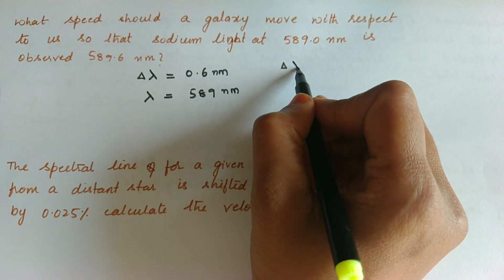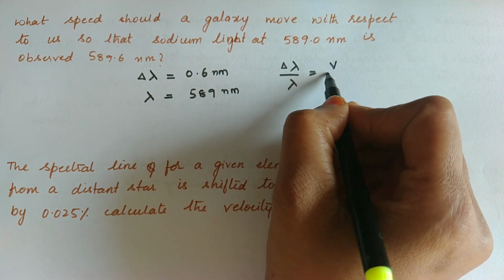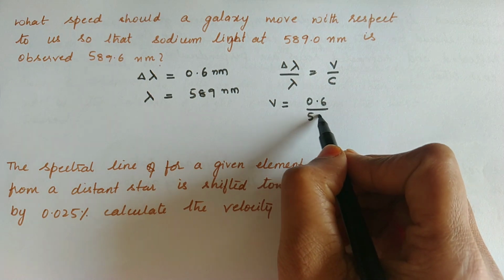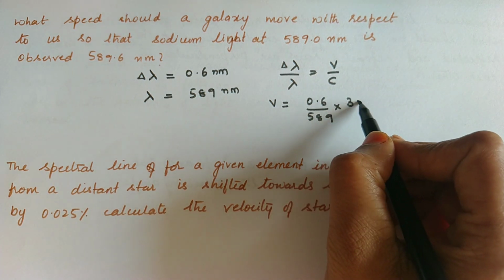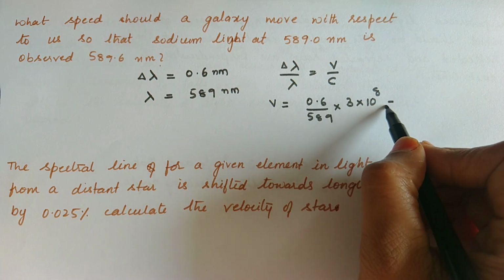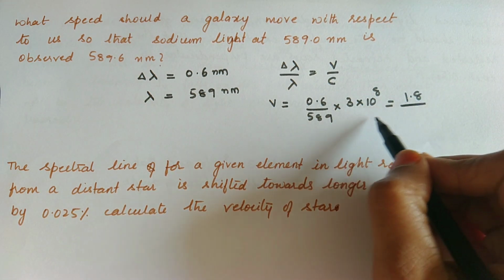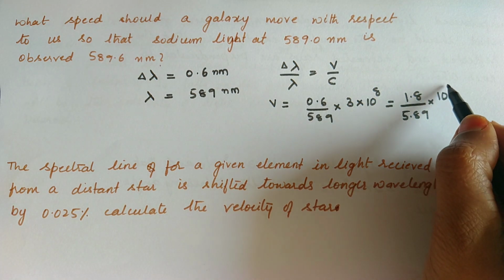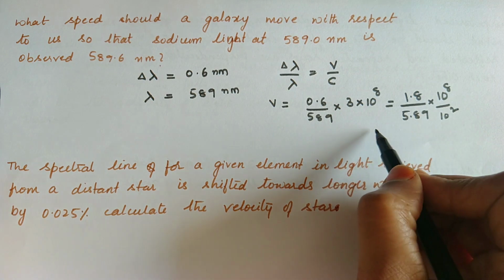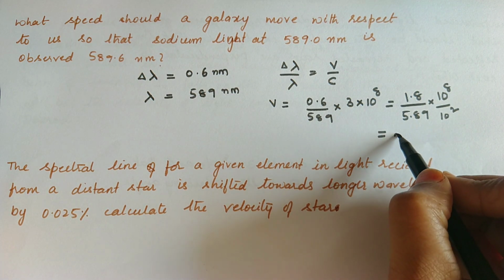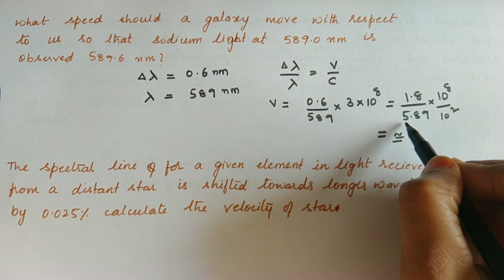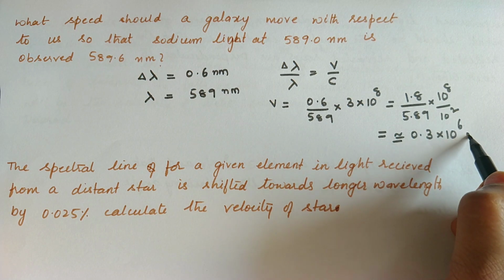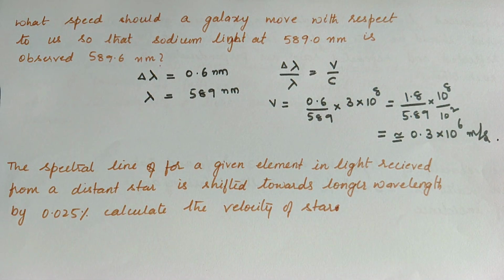So delta lambda by lambda is V radial by C, or V is equal to 0.6 by 589 into 3 into 10 to the power 8. That is 6 3s are 18, 1.8 by 589. I'll write it as 5.89 into 10 power 8 by 10 power 2. Simplify this relation. If you approximate it, it is 0.3 into 10 to the power 6 meter per second.